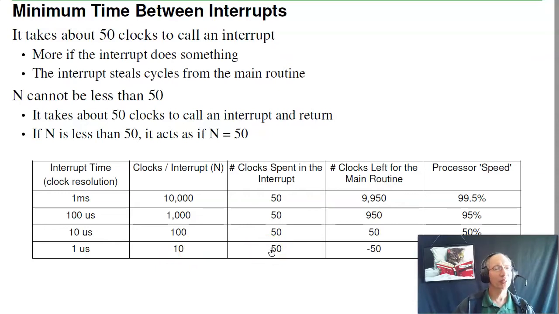So you can't measure time to 1 microsecond using Timer 2. The best I can do is 10 microseconds. That's kind of pushing it. 100 microseconds is more reasonable, more realistic. So for Timer 2, the smallest time I can measure is about 100 microseconds, or n has to be at least 50.